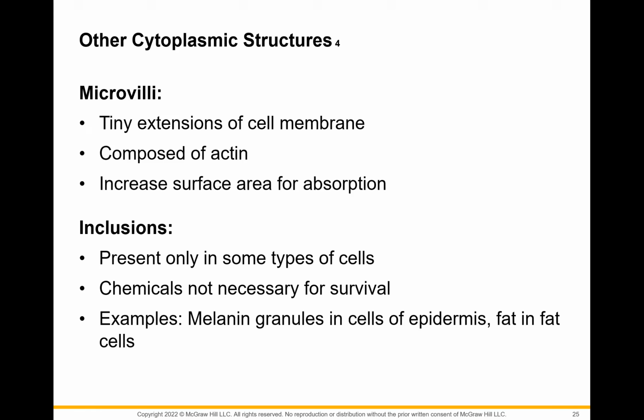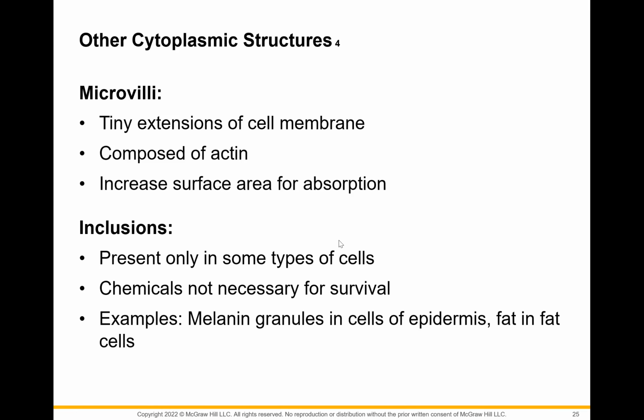And then some cells may have what are called inclusion bodies. These are chemicals that are not necessary for survival, but they are utilized in different ways. So for instance, you may see inclusions for melanin in the epidermis that helps with coloration, or you may see fat in fat cells as well that have these inclusion bodies. So they're only present in certain types of cells. And again, usually it's not necessary for survival. It just helps to aid in their performance, whatever that specialized or differentiated cell may be doing.